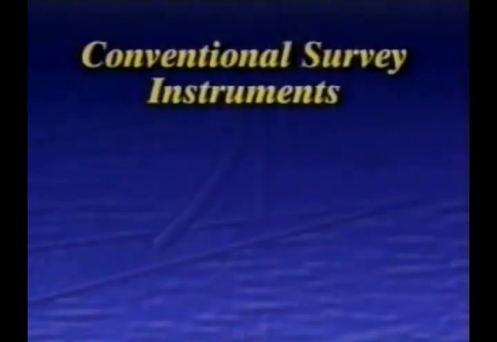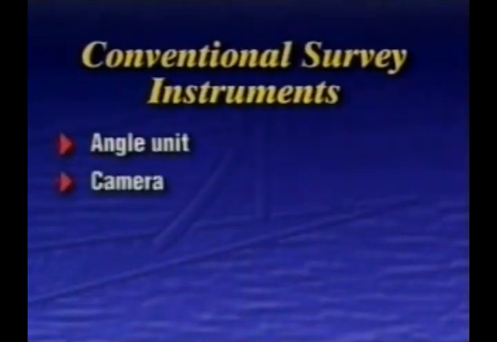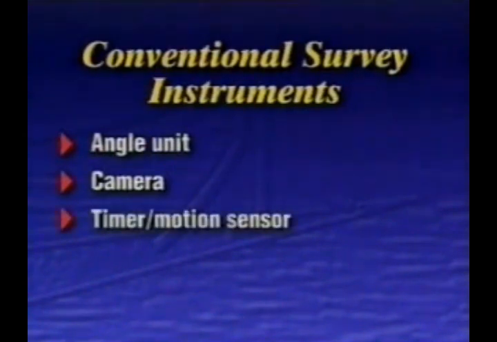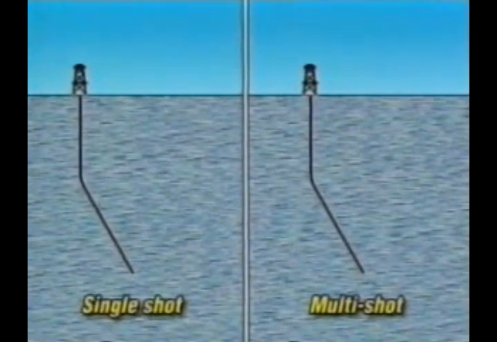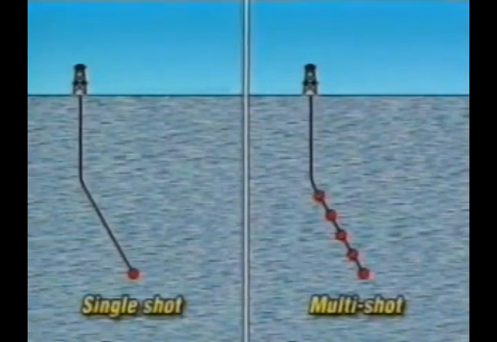For many years, magnetic and gyroscopic instruments were standard tools for measuring hole inclination and azimuth. These self-contained tools combine the pendulum drift reading with a compass measurement. They have three main components: a compass and angle indicating unit, a camera which records the measurements on a photographic disc, and a timer or motion sensor which activates the camera at a given interval. Tools are available with either single-shot or multi-shot capabilities. That is, some record measurements at one point, while others take a number of surveys along the well course.